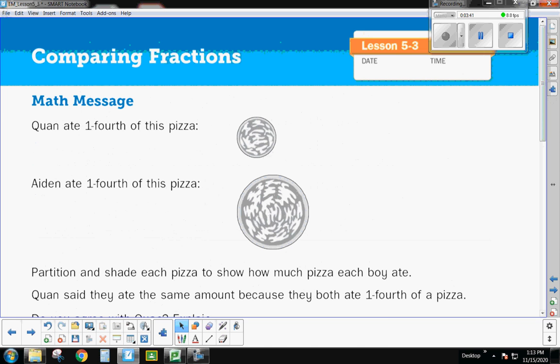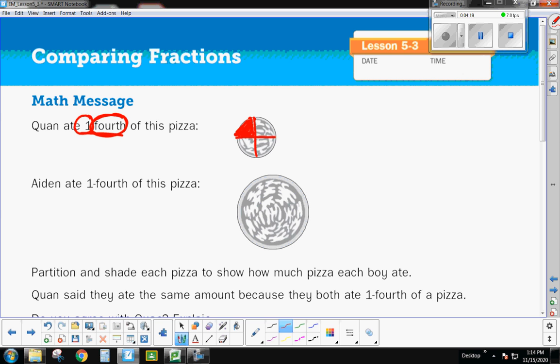All right, so the first problem says, Quan ate 1/4 of his pizza and Aiden ate 1/4 of this pizza. So I want you to partition and shade each pizza to show how much each boy ate. So if they each ate 1/4, let's look at Quan's pizza. How are you going to have to partition this so that you can show he ate 1/4? We're going to have to divide it into 4 equal parts. So go ahead and do that. And if he ate 1 of those fourths, let's shade in 1/4.